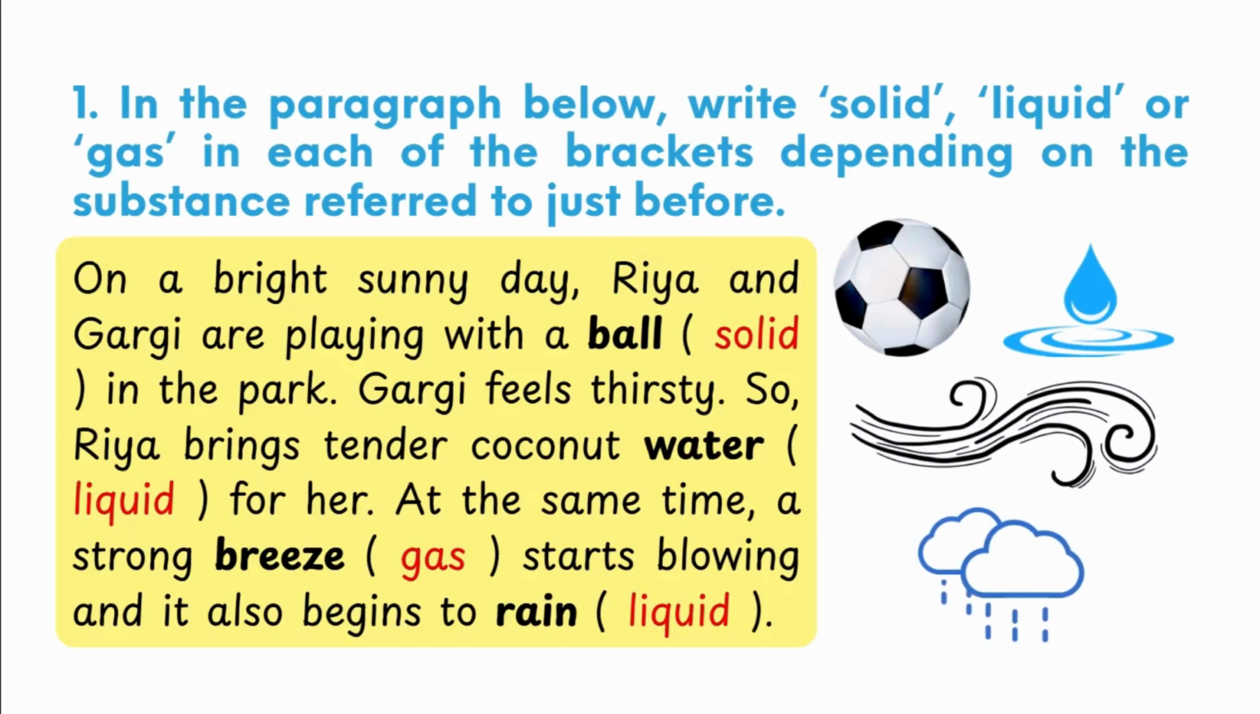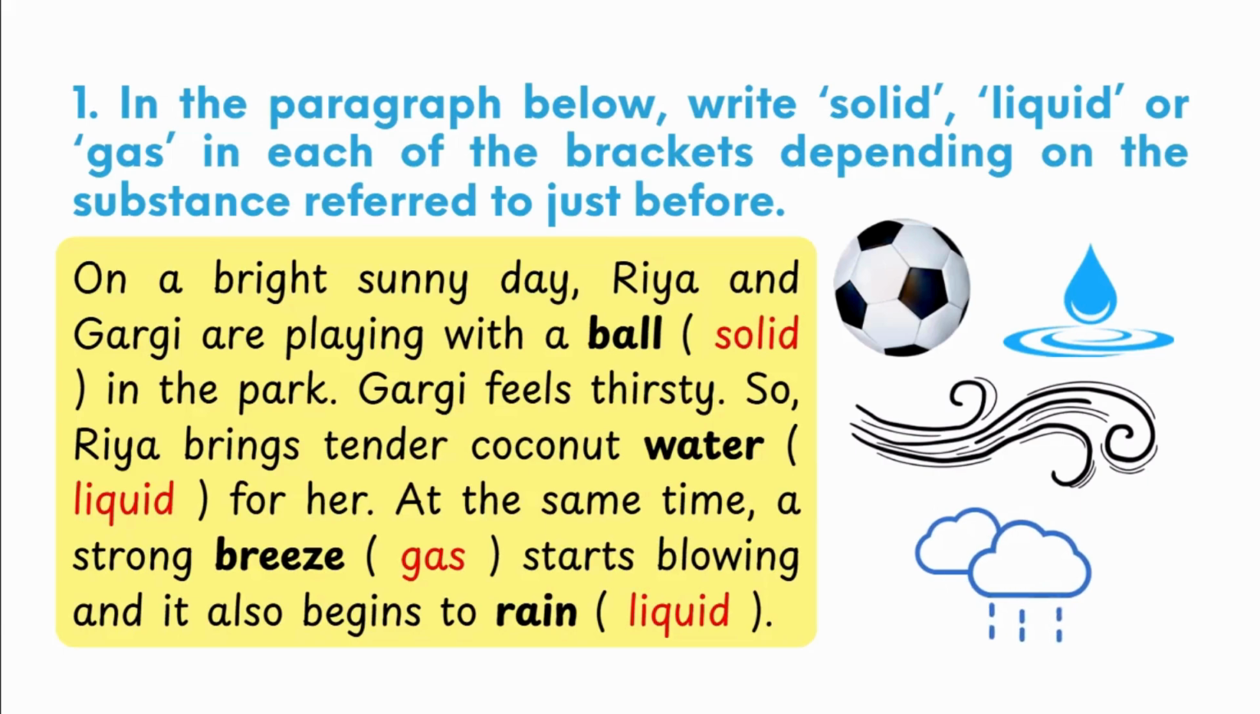Gargi feels thirsty. So Ria brings tender coconut water for her. Here, tender coconut water is a liquid. That's why we have to write liquid in the bracket. At the same time, a strong breeze starts blowing. Breeze is a gas, that's why we have to write gas against the breeze.